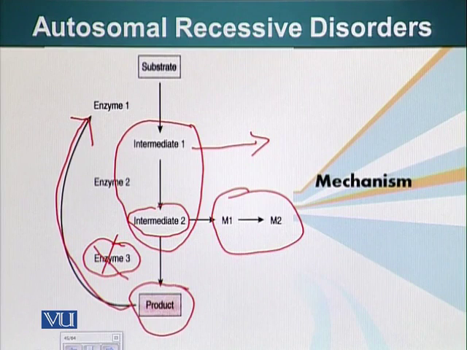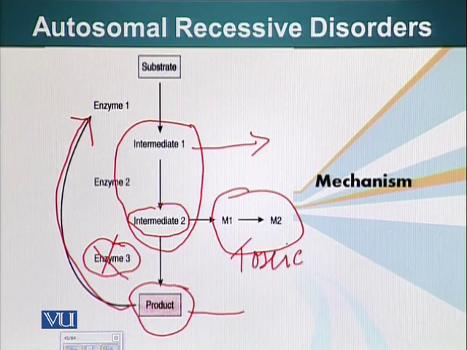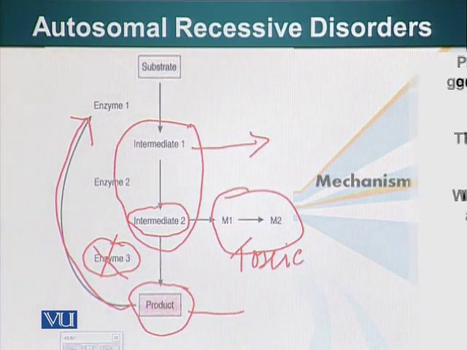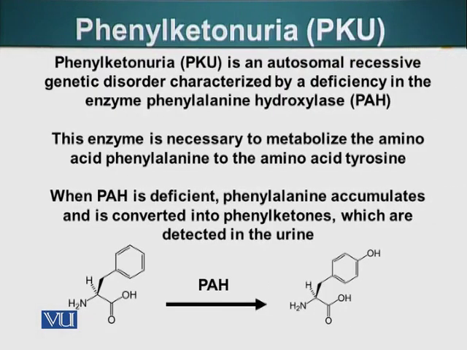So two mechanisms: one, absence of the product which is required by the cell, and number two, production of toxic material from the intermediates. When they're converted into toxic material, they can cause injury too. Now let's look at a specific example of autosomal recessive disorder. Generally, people think that genetic disorders cannot be cured or cannot be managed. There are certain genetic disorders that can be, and phenylketonuria, an autosomal recessive disorder, is one of those.